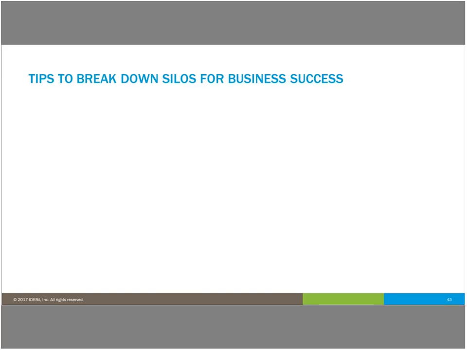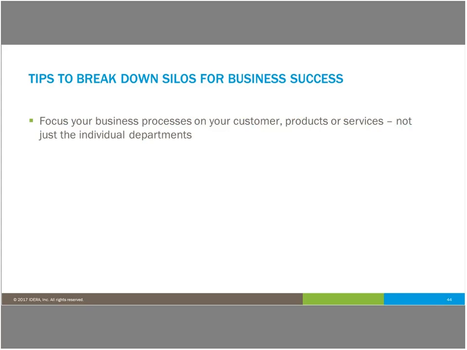So now, the tips to break down those silos. One element is to focus your business processes on your customer, your products, or your services, not just the individual departments. Because when you break it down into the individual departments, again, you get a very siloed view. You know, this is the email marketing person's job to do these things, and this is the process that I need to follow. But how does that affect your salesperson at the end of the day? When they get those leads, is that effective information for them?